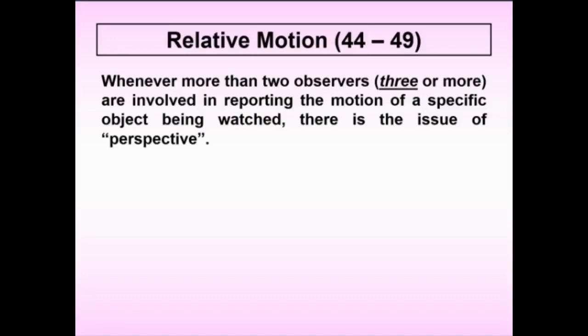So you need at least how many observers for a relative motion problem? At least three. You have to have more than two, which means three or more. Could I give you a relative motion problem with 10 observers? Of course I can. I will never do that. I'm always going to give it to you in the minimum number, which is three. There was absolutely no more physics to be taught if you have 4 or 5 or 10 observers. Three does the trick, so we always keep it to three. So more than two observers, three or more, are involved in reporting the motion of a specific single object.